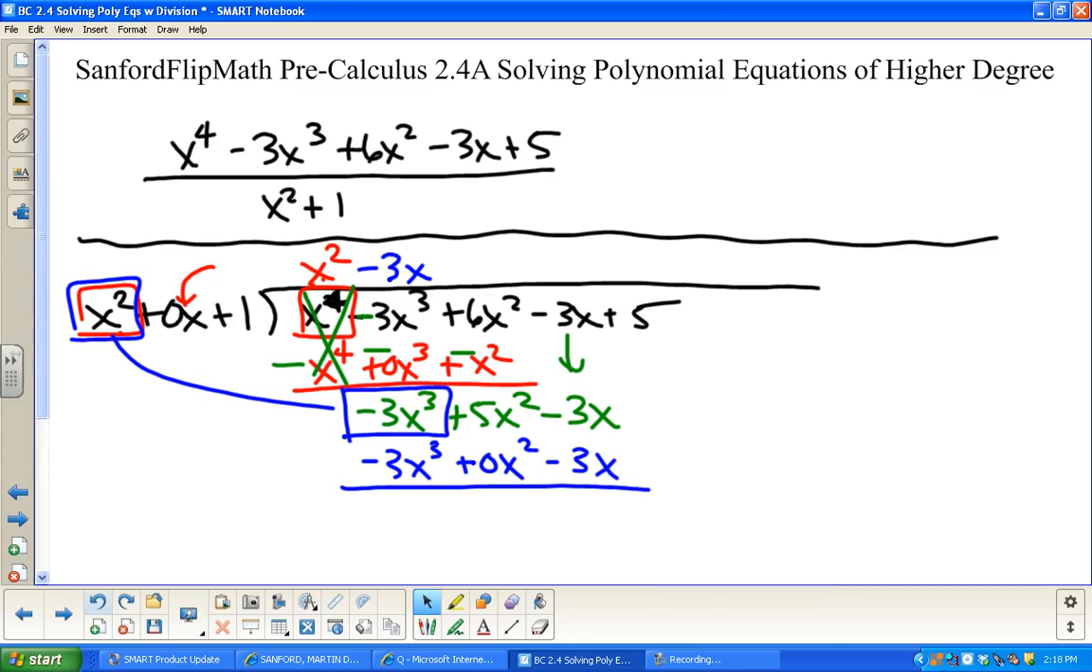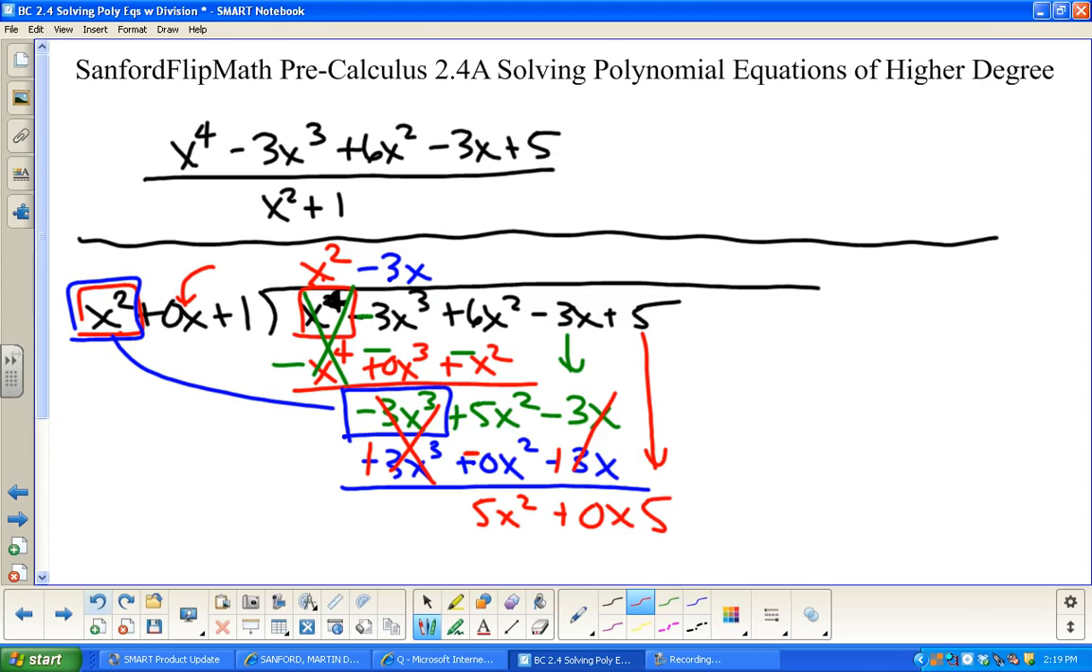Okay, and then again I'm going to subtract. So in other words, I'm going to add the opposite. So this is gone. 5x squared minus 0, or plus a 0x squared, negative 0, whatever. That, and then these two canceled out, but remember there's still more going on here, so I'm going to say plus 0x, and I'm going to bring down the 5. There's a plus 5 there, sorry.